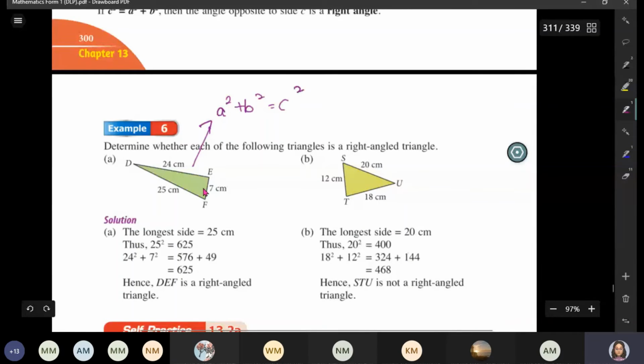So what is A square? Which one is A? You look at this, guys: 25, 24 and 7. There are 3 sides, but there is no 90 degrees. When there is no 90 degrees, you cannot say which is the hypotenuse, right?